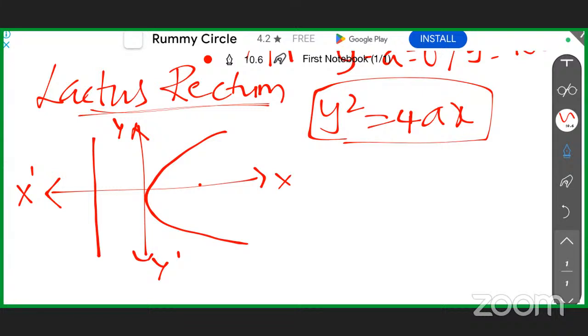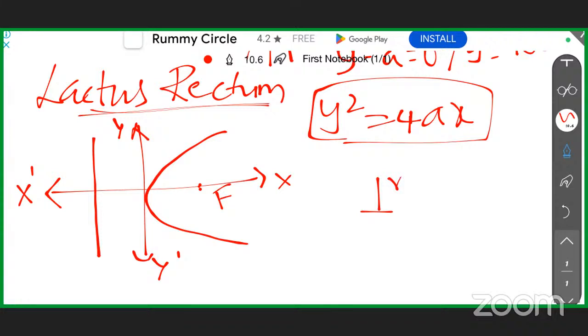What is this latus rectum? So, see here, I want a focus, F. A line passing through focus. Listen carefully. If I say a line passing through focus, that can be my x-axis also, because that is also a line passing through focus. Not only that one, a line passing through focus and perpendicular to the axis of parabola.